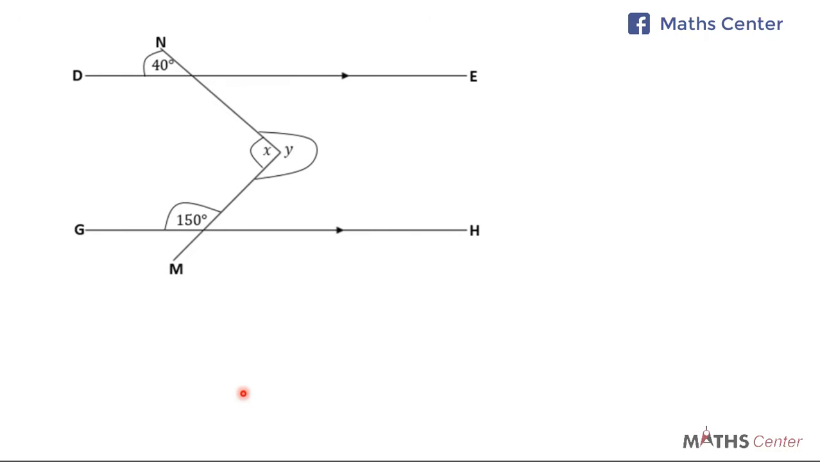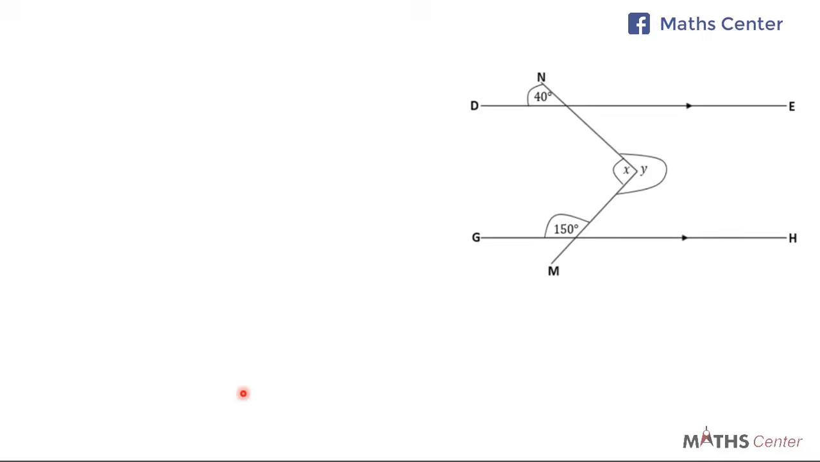Let's consider another example. A typical example is this one. Now we are supposed to find X, we are supposed to find Y. How do we do it? Because you have this and the transversal is not continuing up to this line, what you have to do is introduce a helping parallel line. So we are going to introduce this helping parallel line here.